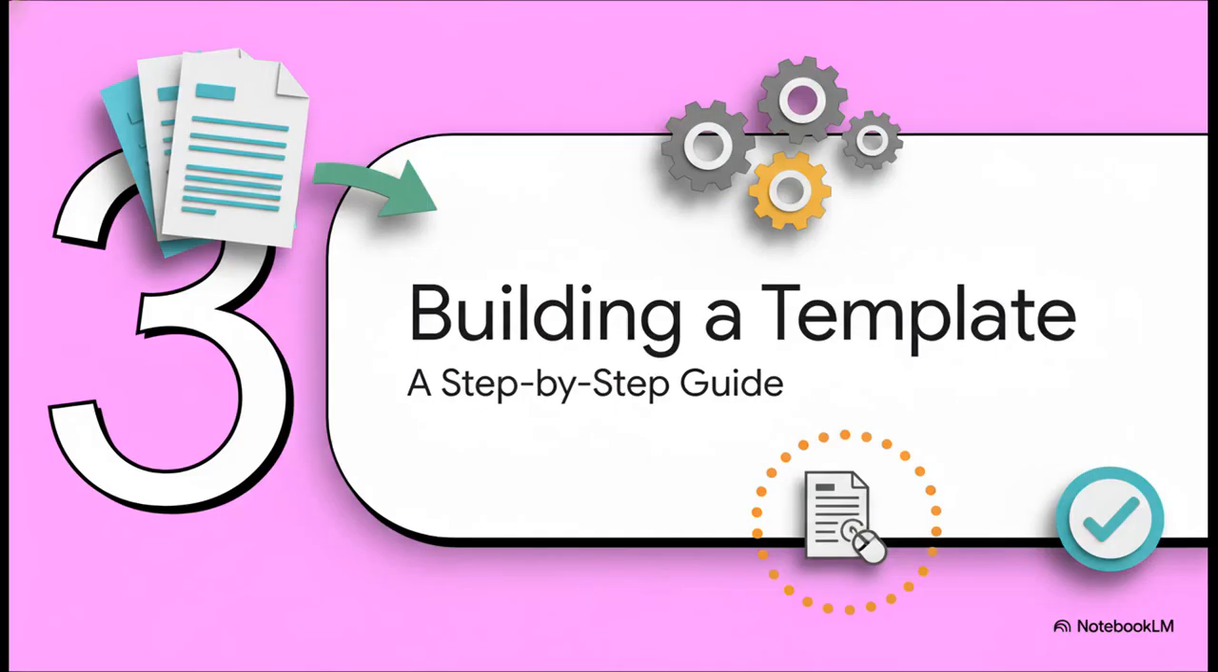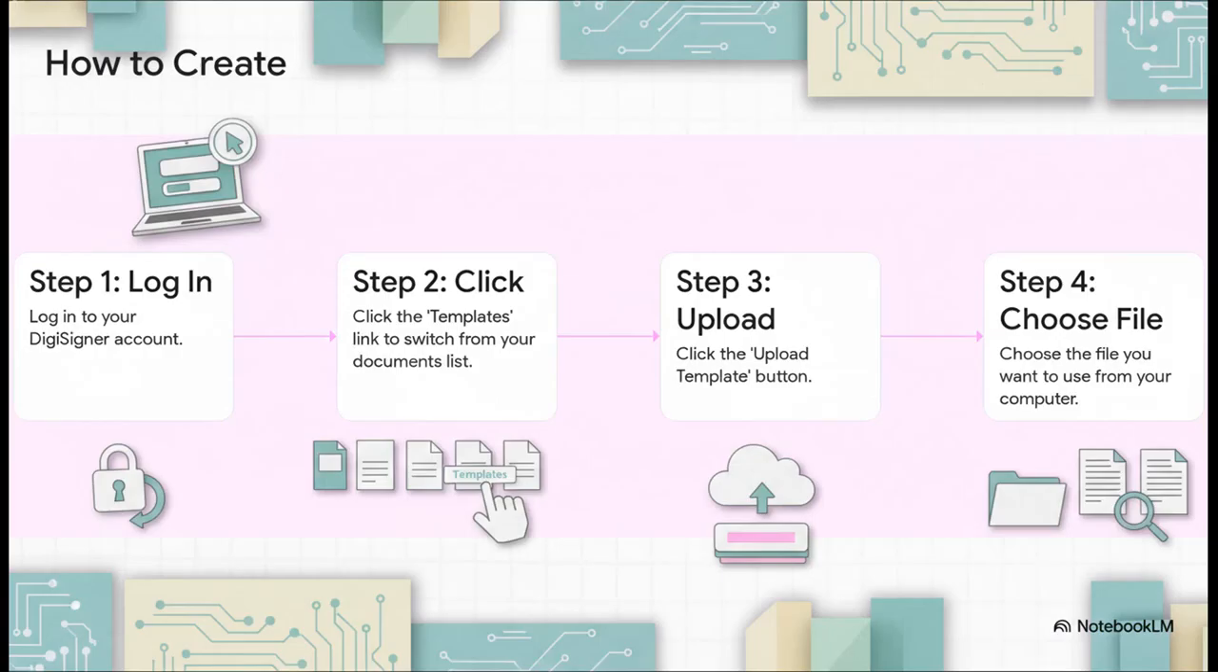All right, enough theory. Let's get our hands dirty and actually build one. You're going to see just how simple this is. We're going to go through it click by click right now. Okay, here we go. First, log in to your Digisigner account. You'll land on your main Documents page. Now look up toward the top. You'll see two tabs, Documents and Templates. Go ahead and click on Templates.